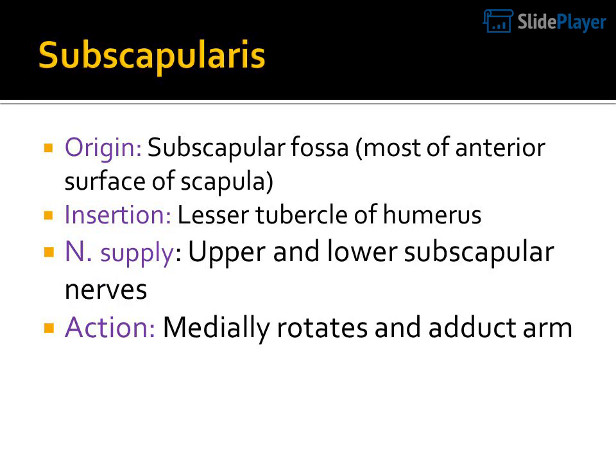Subscapularis, nerve supply: upper and lower subscapular nerves. Origin: subscapular fossa, most of anterior surface of scapula. Insertion: lesser tubercle of humerus. Nerve supply: upper and lower subscapular nerves. Action: medially rotates and adducts arm.